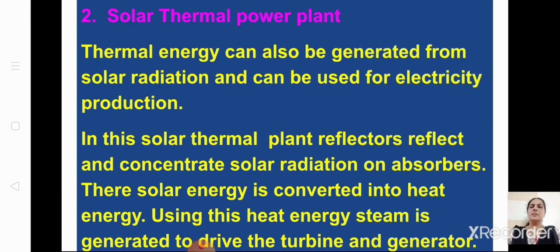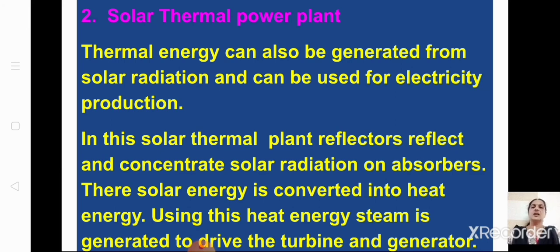Next part, the last part what we learned is solar thermal power plant. This thermal energy can be generated from solar radiations and can be used for electricity generation. This is similar to the thermal power plant using coal. In this solar thermal power plant, there are reflectors which concentrate solar radiation on absorbers. They concentrate the solar energy and they are absorbers, so they absorb the heat energy.